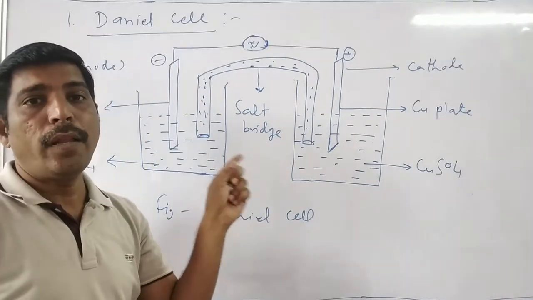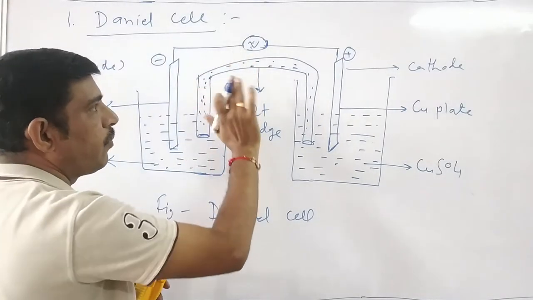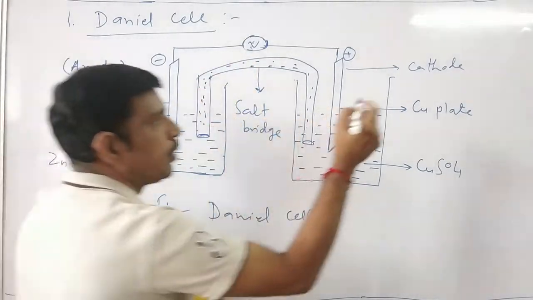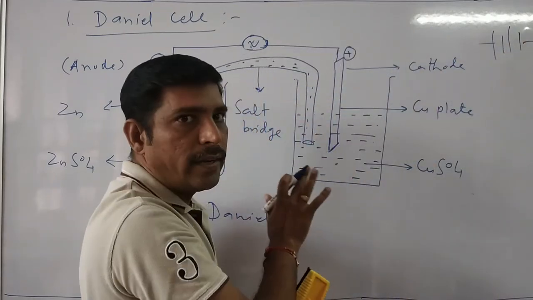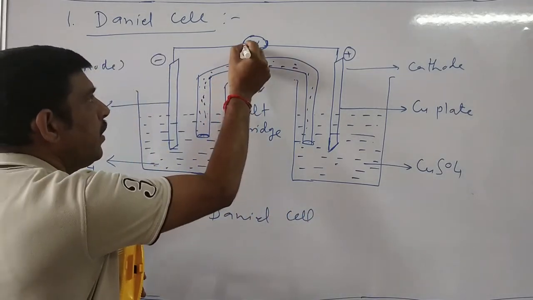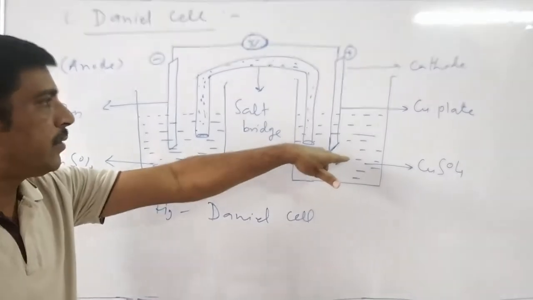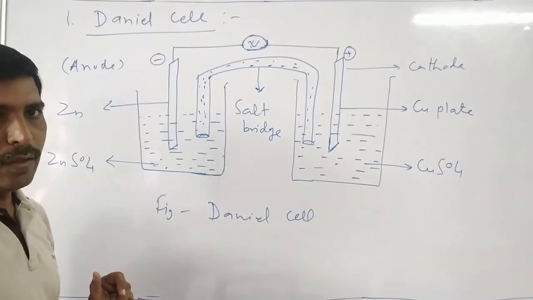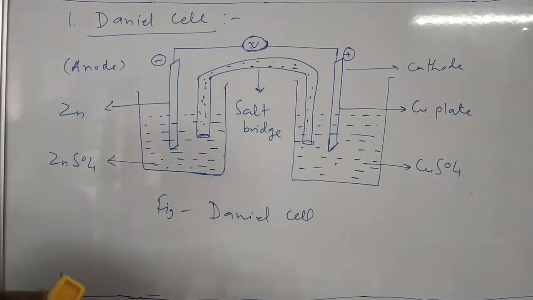So this is an example of the Daniell cell, that means an example of a galvanic cell. Here we are not supplying electric current. This is the symbol of a battery, but we have not used any battery here. The electric current itself is generated by the spontaneous reaction between this half cell and this half cell. So this is the complete construction of the Daniell cell.